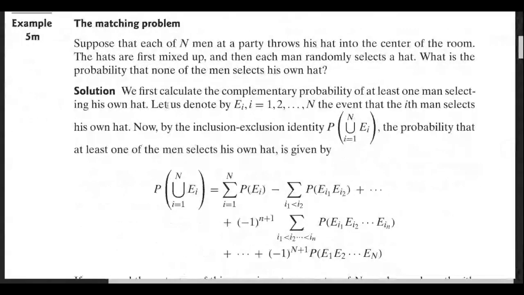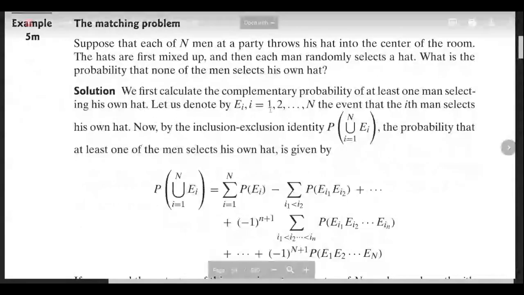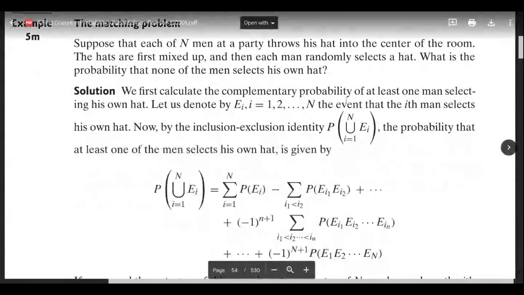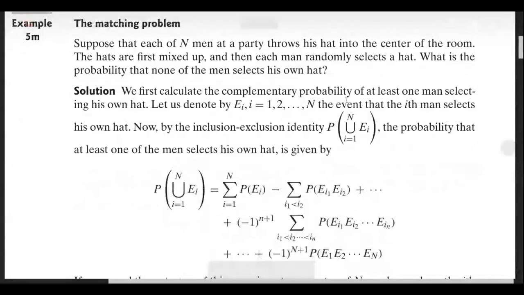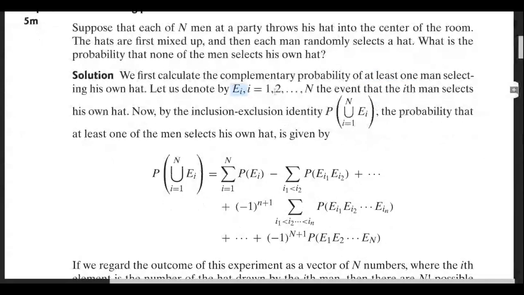So we first calculate the probability of the complement event. Right? At least one man selects his own hat. So we denote the events by E1, E2, up to En: at least one, at least two, at least three, up to all n people getting their own hats.